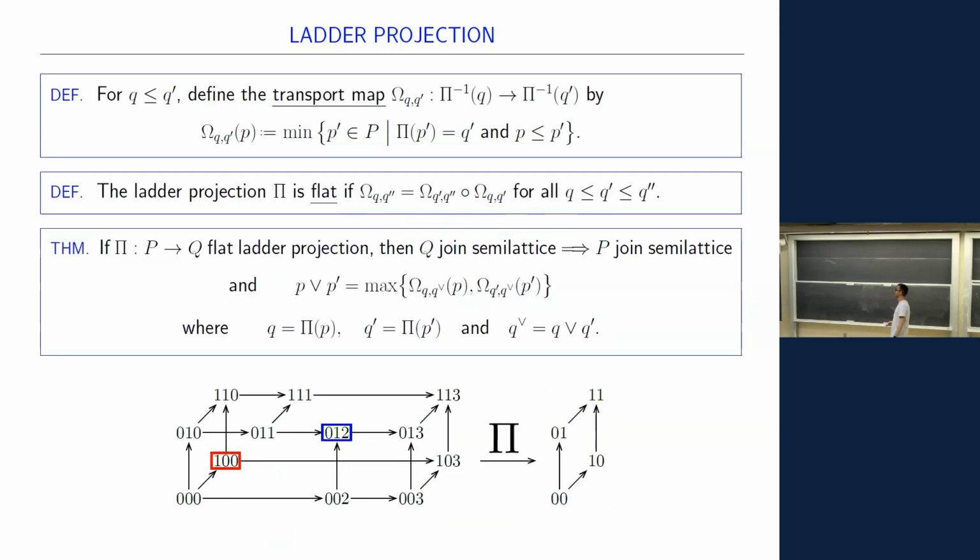The main theorem of this talk is that if you have a flat ladder projection and Q is a join semilattice, then P is a join semilattice. How does it work? You want to compute the join of two elements in P. First you project them to Q and compute the join there. Then you transport your two elements in P to the fiber of the join and take the maximum.